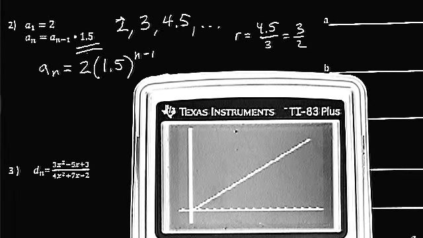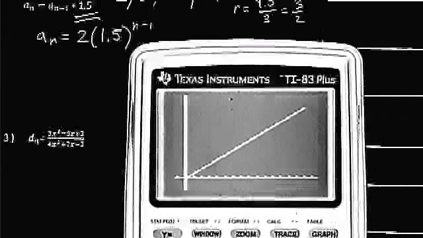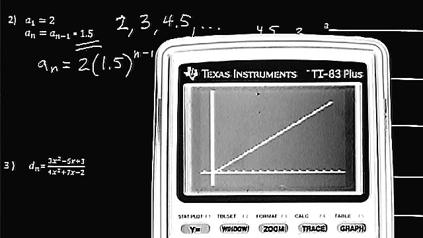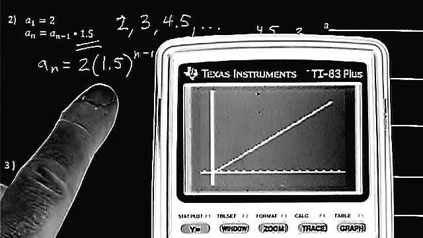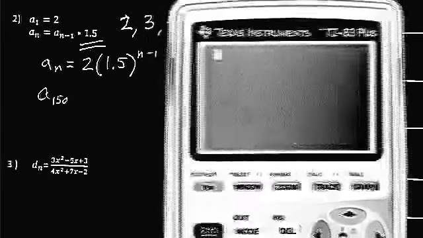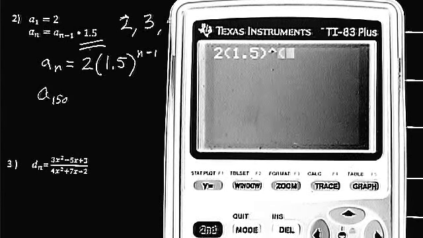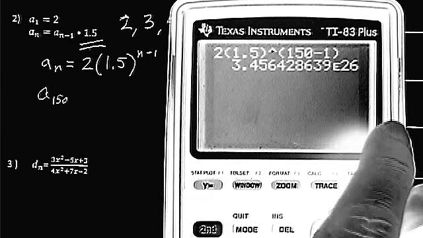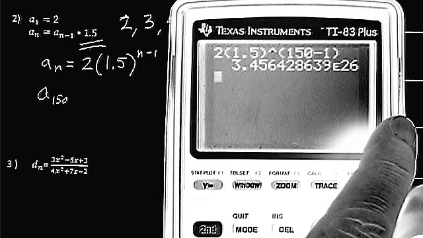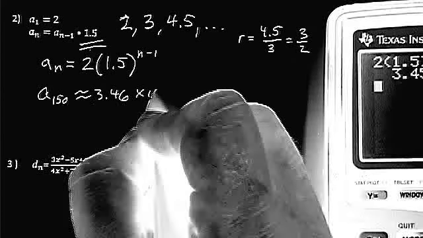Okay, now, I think I'm going to clear out my list and only use about 30 numbers instead of 150. If we have the explicit formula, we should be able to calculate the 150th term. Oh, by the way, that's going to be a really big number. So if I go back here, just do that. I want to see if you can even find it. We'll see. Okay, 150 minus 1, I'm sure everybody knows it's 149. Oh, it does calculate. I didn't know if it would be an overflow error. Okay, so that 150th term would be 3.46 times 10 to the 26th power.